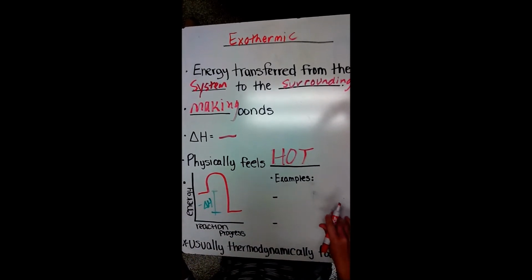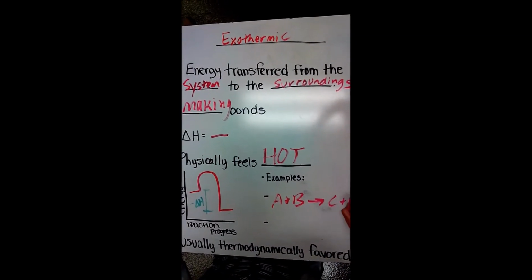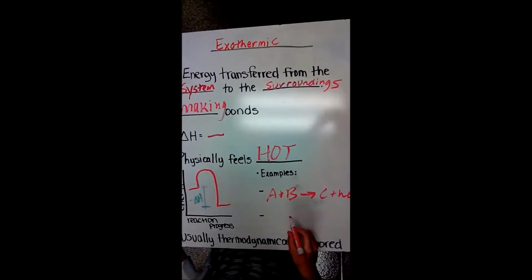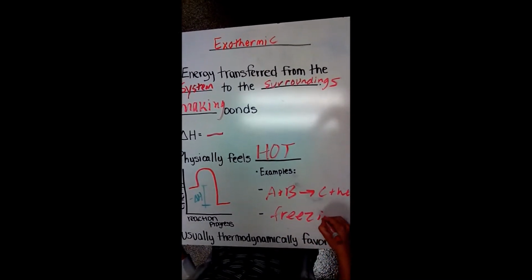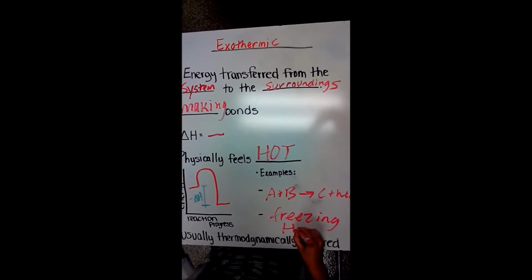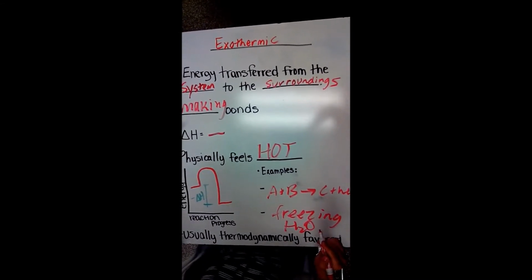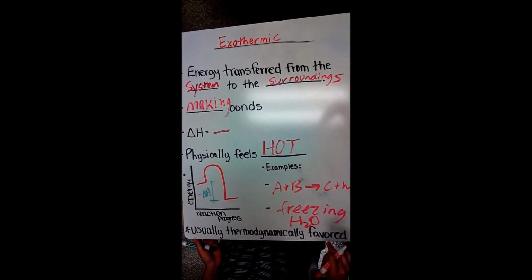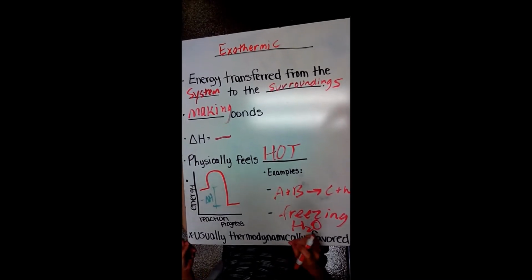Okay. Two examples include an equation like this where heat is being released. Another example is the freezing of water, because you're going from a liquid to a solid, and that's making bonds. And exothermic is usually thermodynamically favored because most reactions are going to be exothermic as opposed to endothermic.